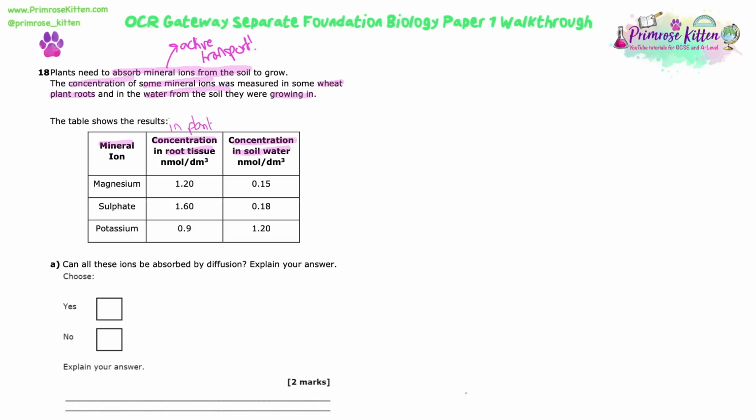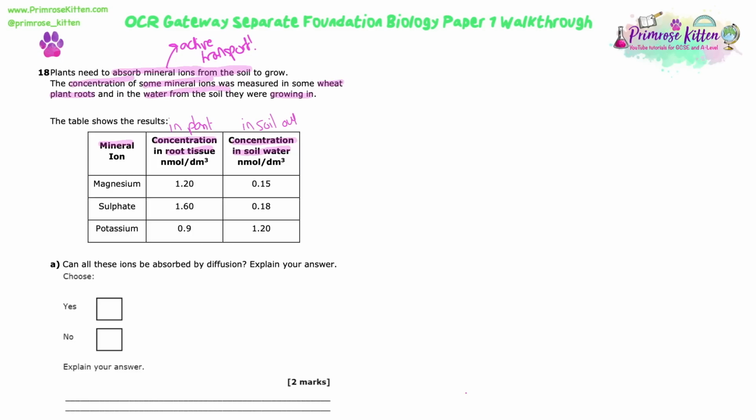So we've got the mineral ions, magnesium, sulfate and potassium. Then we've got the concentration in the root tissue. So that's going to be the concentration of those mineral ions inside the plant cells, in the root cells. And then we've got the concentration in the water in the soil. So that's going to be outside of the plant cells or outside of the root tissue.